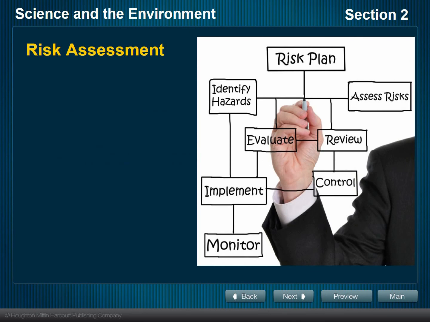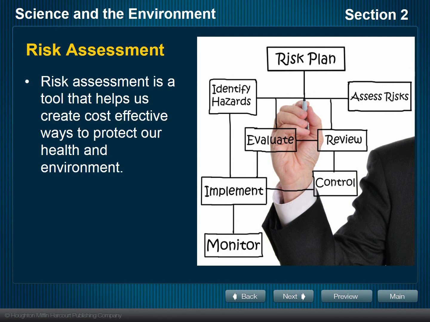One of the costs of any action is the risk of an undesirable outcome. Risk assessment is a tool that helps us create cost-effective ways to protect our health and our environment. To come up with an effective solution to an environmental problem, the public must perceive the risk accurately.